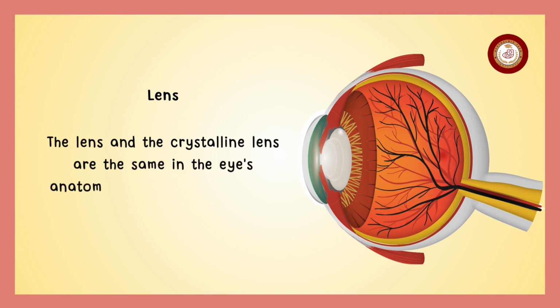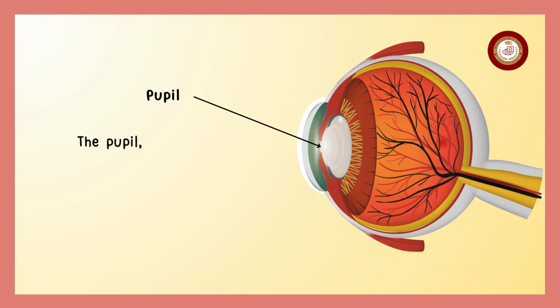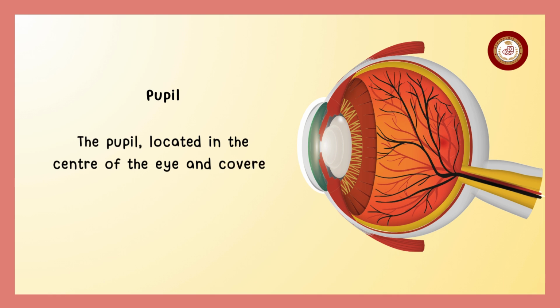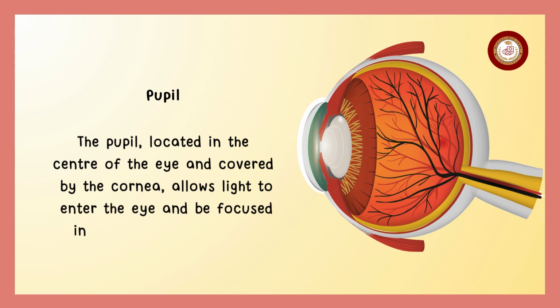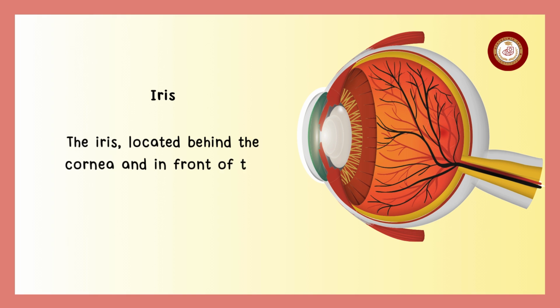The lens. The lens and the crystalline lens are the same in the eye's anatomy, with the main purpose of focusing light onto the retina. The pupil, located in the center of the eye and covered by the cornea, allows light to enter the eye and be focused in the retina by the lens, forming images. That little center dark space that gets larger and smaller with the changing of light, that center space is considered the pupil.